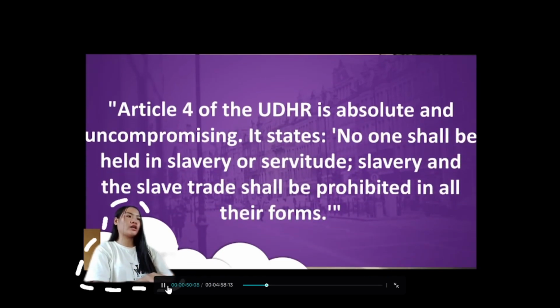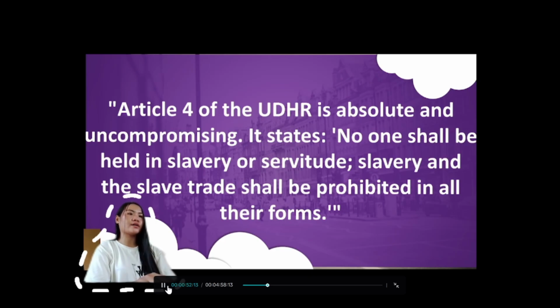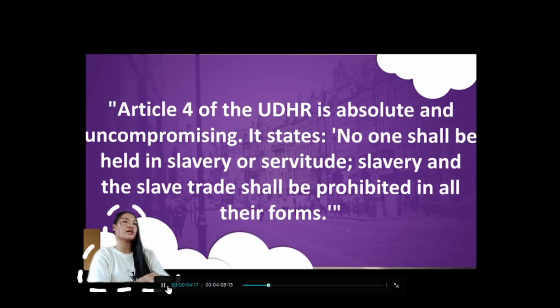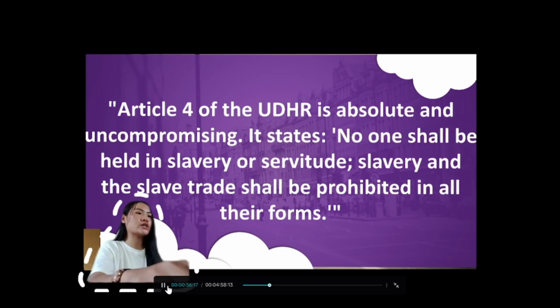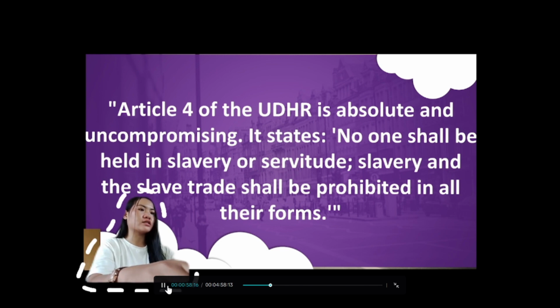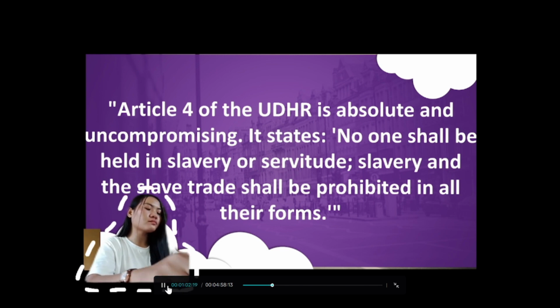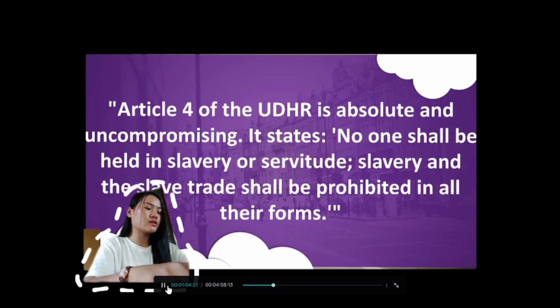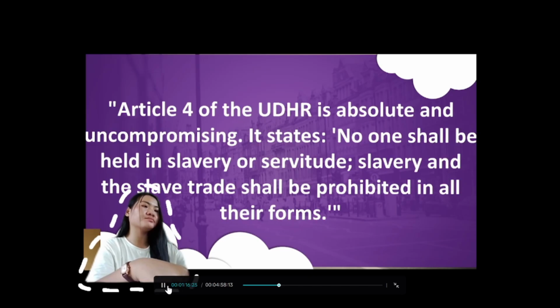Article 4 of the UDHR is an absolute and uncompromising statement: no one shall be held in slavery or servitude. Slavery and the slave trade shall be prohibited in all their forms. This simple sentence is a universal moral law. It means that freedom isn't a privilege granted by a government but a fundamental right possessed by every human being simply by being born.